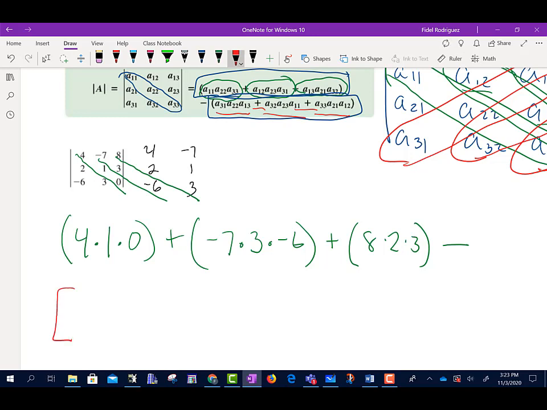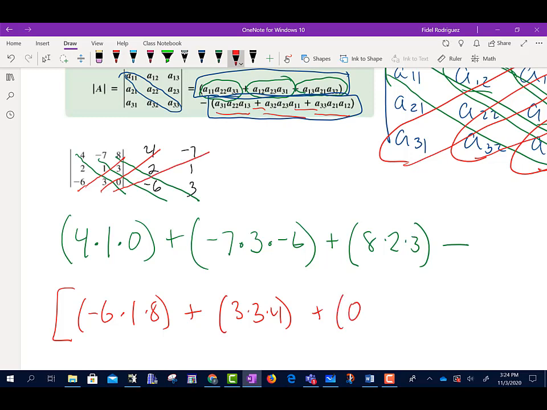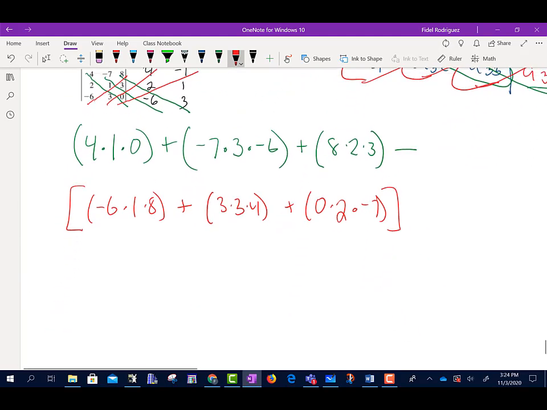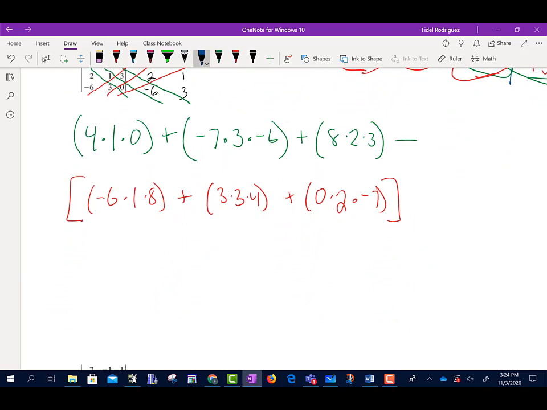Now, this part is going to be in brackets and parentheses because I'm going to have to do my diagonals going this way now. So I'm going to go negative 6 times 1 times 8 plus 3 times 3 times 4 plus, here's my other diagonal, 0 times 2 times negative 7. Okay? And now all I'm going to do is start to simplify. Okay? So that part's going to be 0. I already know that part, but I'm going to write it down.